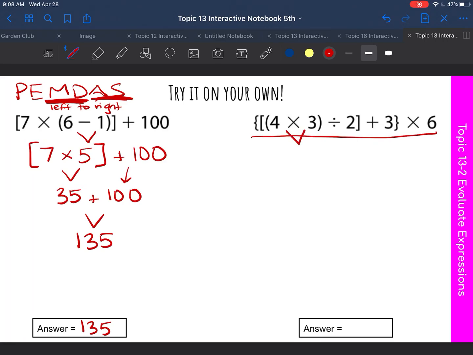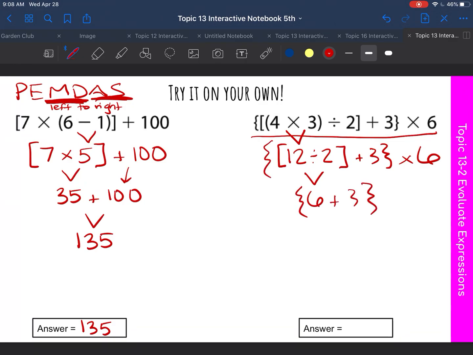So draw that little caret. 4 times 3 is 12. And now there's brackets around it. So we're going to bring everything else down: the divided by 2, the plus 3, the braces, and the times 3. What are we going to do next? We're going to do 12 divided by 2. So 12 divided by 2 is 6. Oh, and there's braces around that too. So there's 6 plus 3 with braces, times 6.